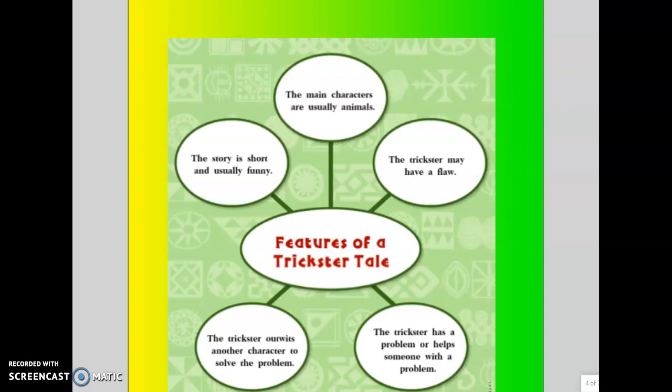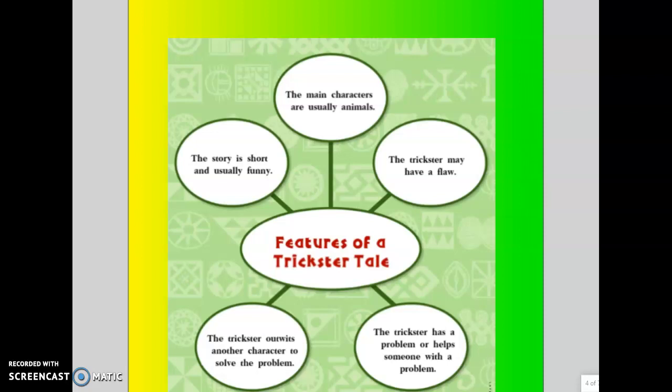The trickster outwits another character to solve the problem. So the tricksters are trying to get across the bridge, or they're trying to keep their houses from being blown down by the big bad wolf. So they're always trying to trick the other character to solve their problem. And the story is usually short and usually funny. We usually enjoy reading these quick trickster tales because we find it funny to see what kind of trouble everybody gets into in a trickster tale.